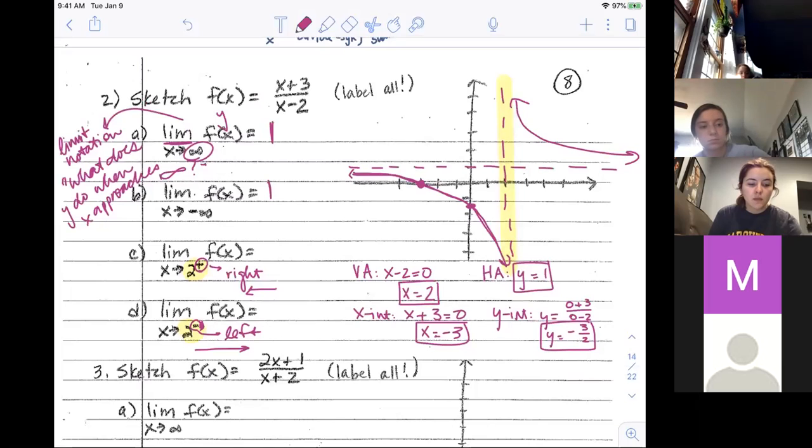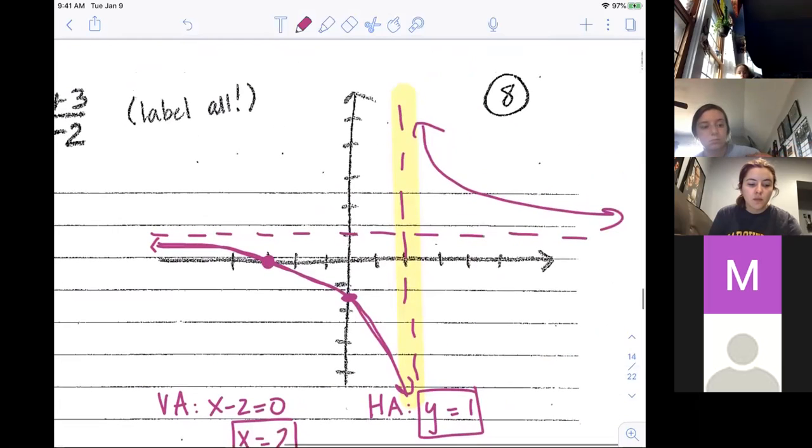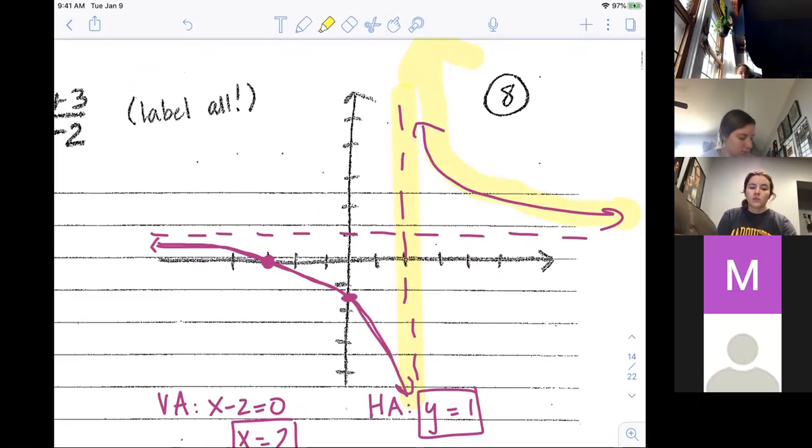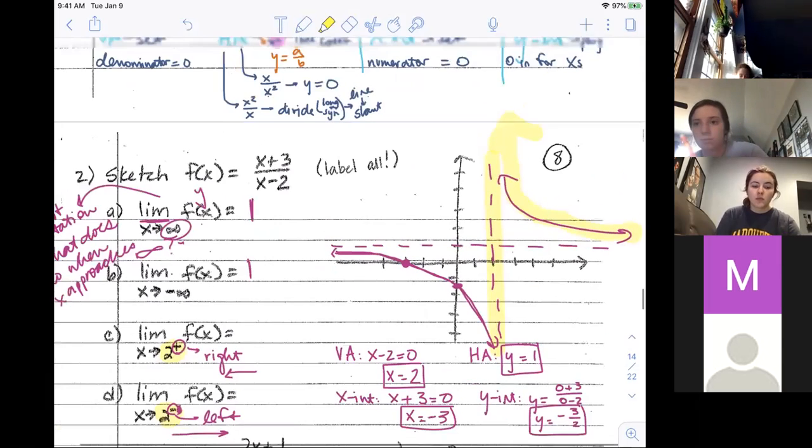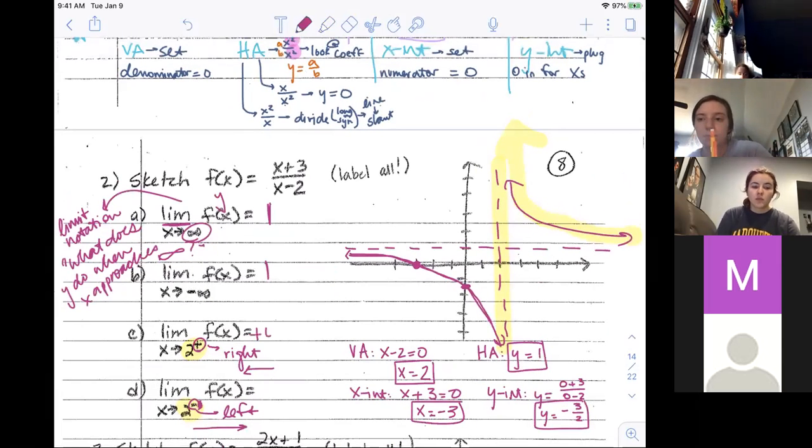So now we're going towards 2 from the right. So that means I'm coming at it from this side over here. I'm starting over here and I'm going to work my way up the graph. As I'm getting closer and closer to 2, which is that highlighted axis, my graph goes higher and higher forever. It's approaching positive infinity. My y, as I get closer and closer to 2, goes up, up, up. It goes towards positive infinity.